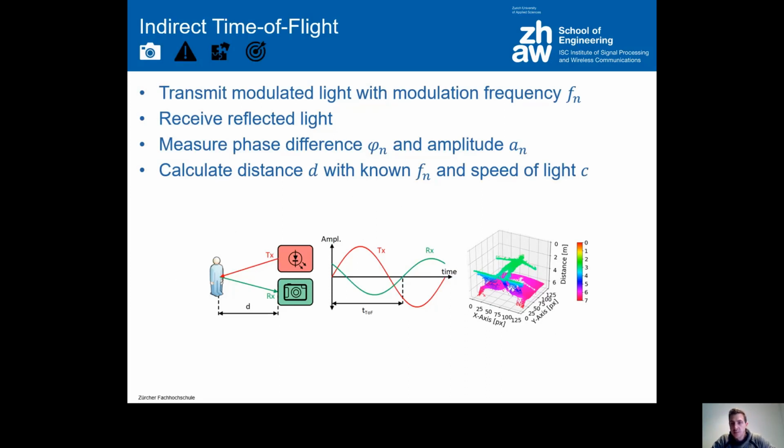Indirect time-of-flight is a method to measure the three-dimensional scene. For this purpose, the scene in the field of view is illuminated with infrared light with a known modulation frequency. This light is reflected by the objects in the field of view and thrown back to the 3D camera. The camera now measures the amplitude and the phase difference of these signals for each pixel. With known modulation frequency and speed of light, the object distance can then be calculated.